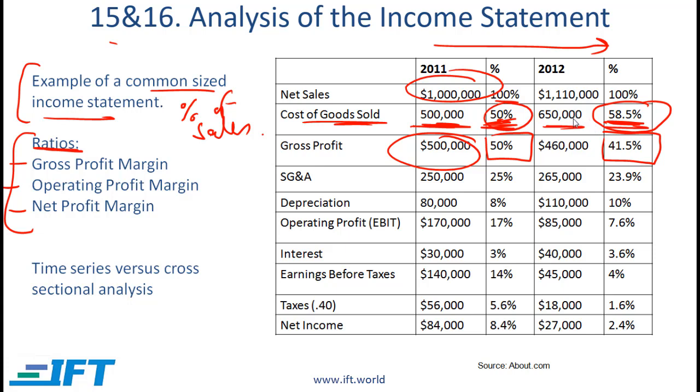The operating profit margin is essentially the operating profit, or EBIT, divided by sales. In this particular case, the operating profit margin is 17% in 2011 and down to 7.6% in 2012. So that also is a negative trend. Net profit margin is the net income divided by net sales, and notice that that number is going down also.